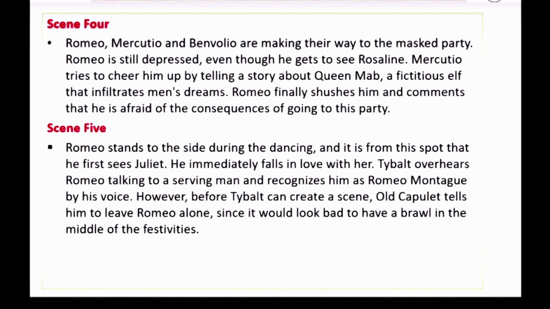Then in scene 5, Romeo stands to the side during the dancing and it is from that spot that he first sees Juliet. He immediately falls in love with her. Then Tybalt overhears Romeo talking to a serving man and recognizes him as Romeo Montague by his voice. However, before Tybalt can create a scene, old Capulet tells him to leave Romeo alone, since it would look bad to have a brawl in the middle of the festivities.